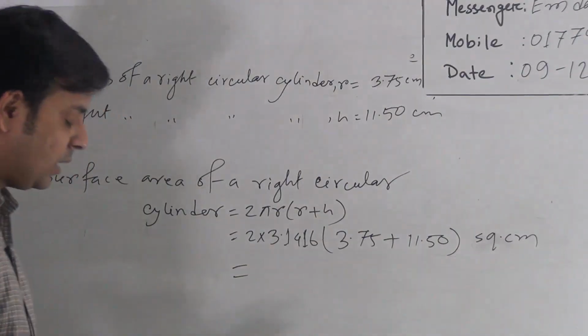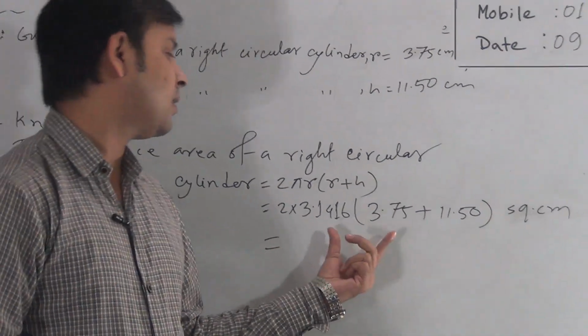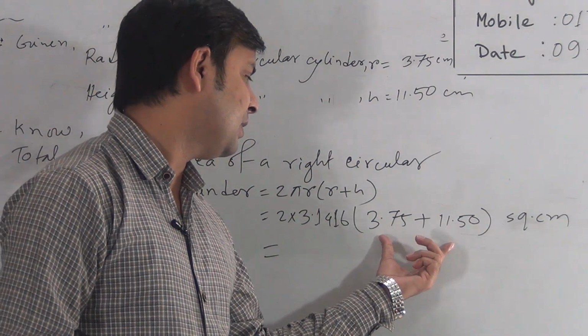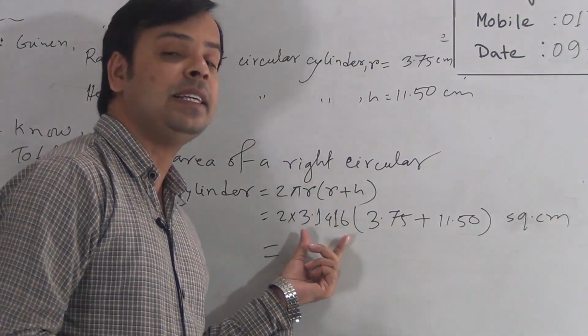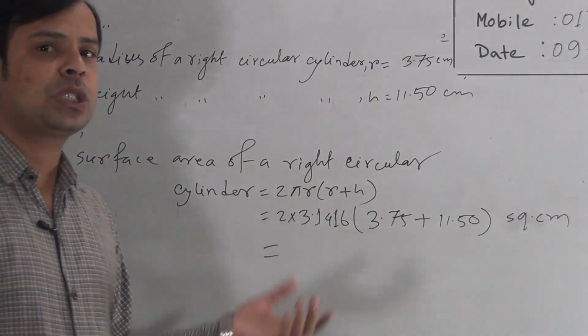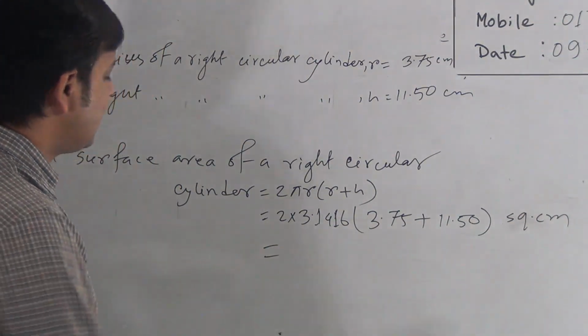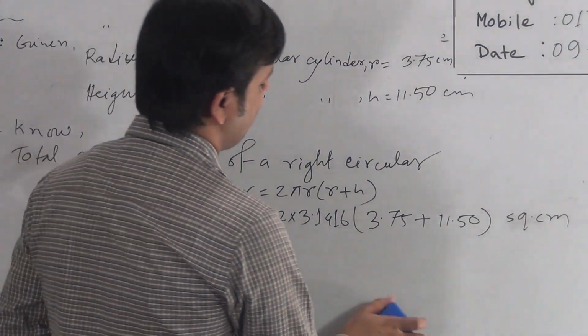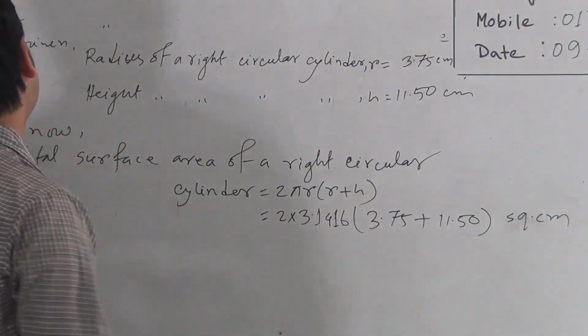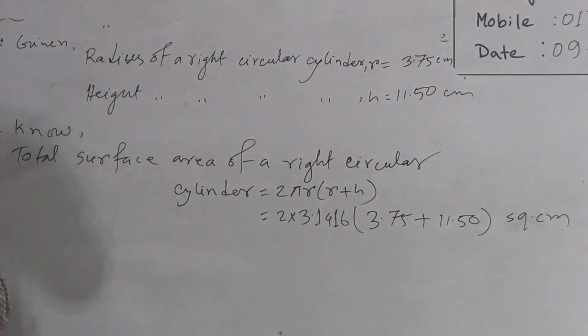So you will calculate yourself. I will not show the answer. At first add these two, then multiply by this. You will get the answer. I will not show, you will do it yourself. Okay, dear students, now go to the next question. Complete this one yourself. Next question is question 5.